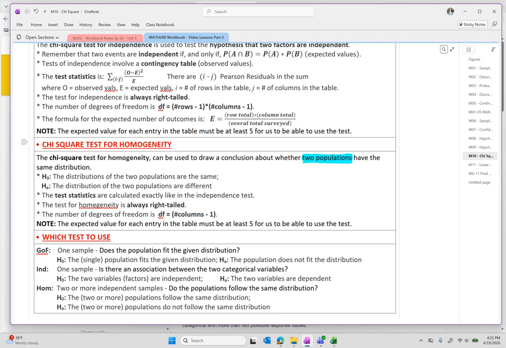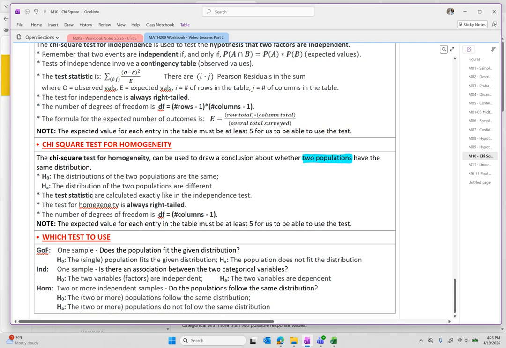The test statistics are calculated exactly like in the independence test. So you will calculate those Pearson residuals. They will be observed minus expected squared divided by E, and then you will add those. It's a test statistic, one chi-squared value, and you will add those Pearson residuals to find your test statistic. Let me change this typo here. Make sure you change that in your notes.